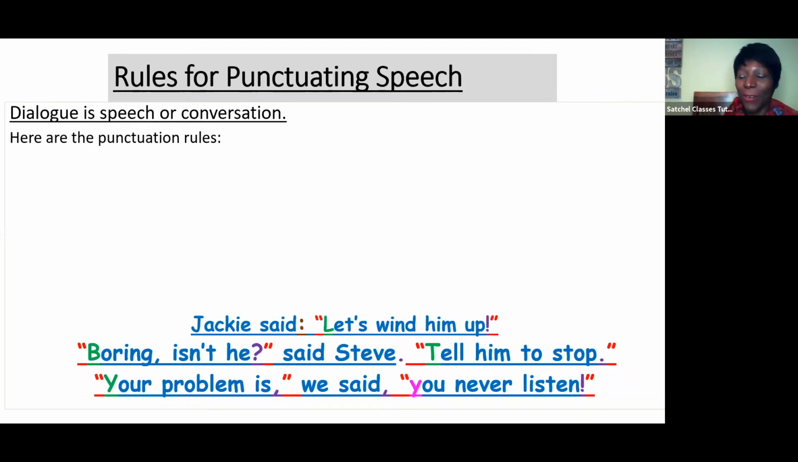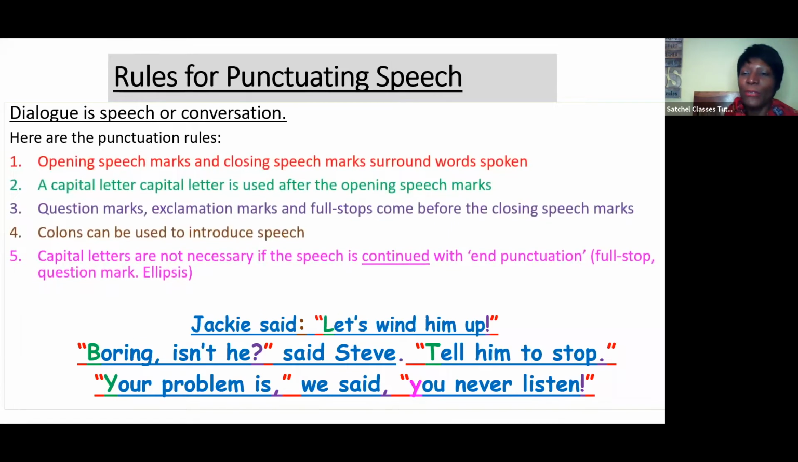But we need to follow some of the punctuation rules for speech. So the first one is about opening and closing speech marks. The opening and closing speech marks need to surround all the words spoken. "Let's wind him up." All of that was spoken, so that goes with the opening speech marks and the closing speech marks, completely surrounding it like brackets, like a blanket.